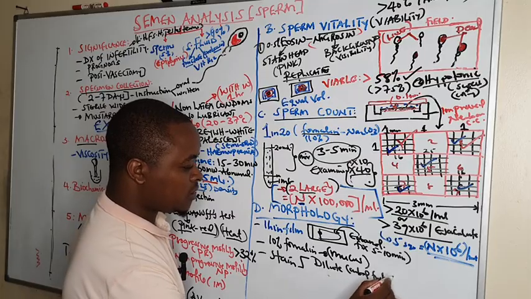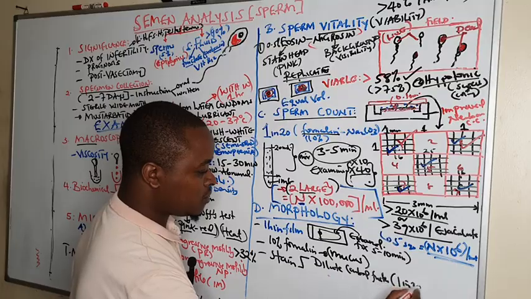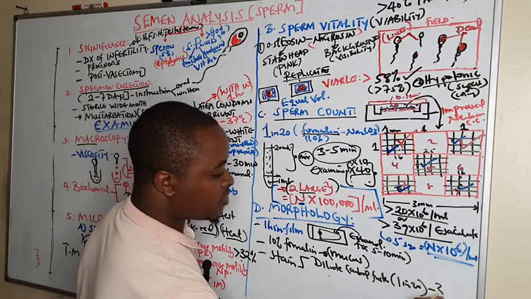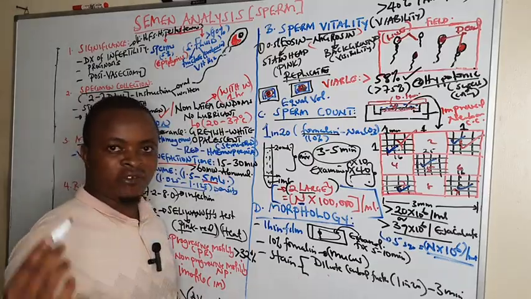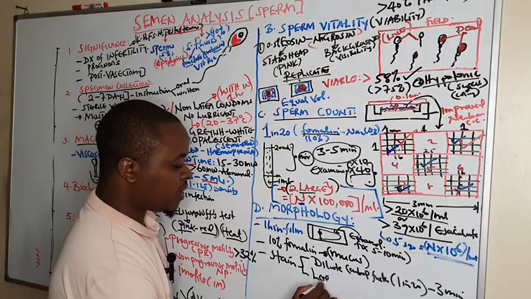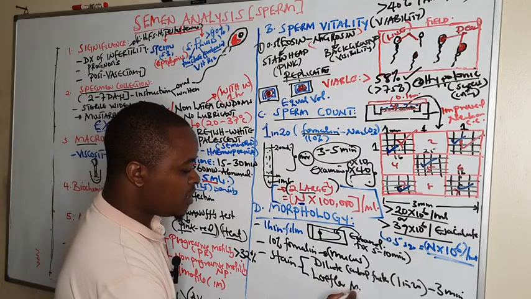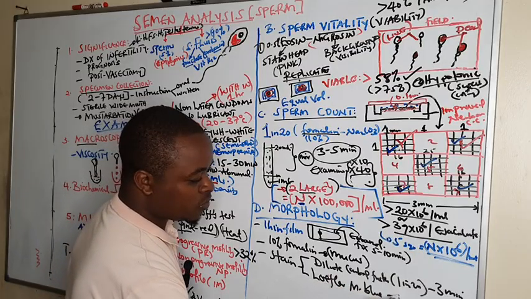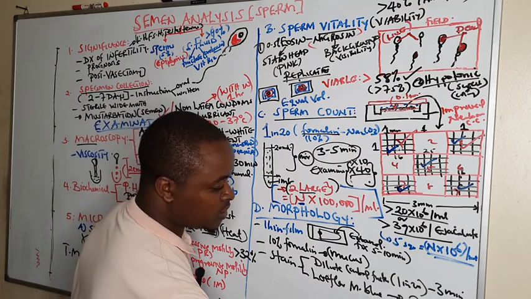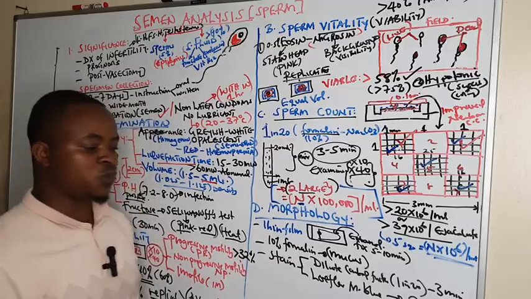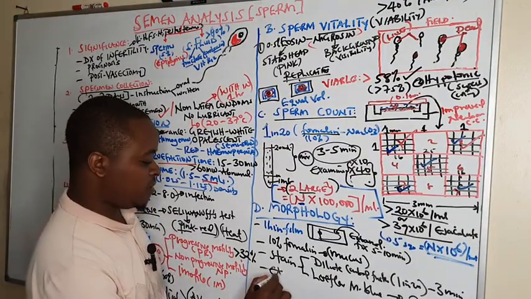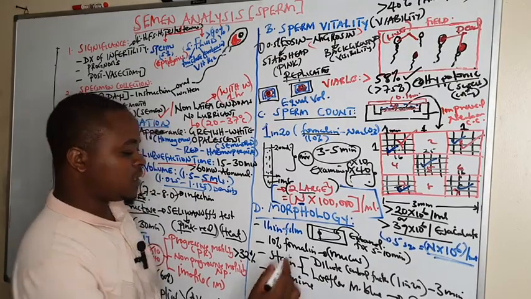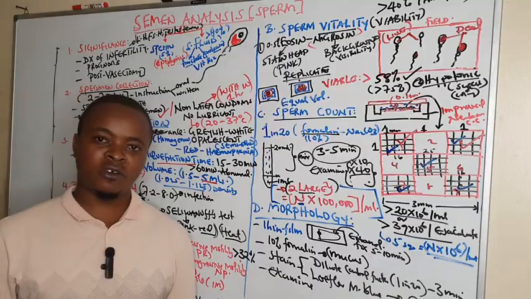We dilute it 1:20 and we stain it for 3 minutes. Then after we wash and add a counter stain such as Loeffler's methylene blue, we also stain it for 2 minutes. Then after 2 minutes, we wash off the stain, air dry, and then examine. So this is the method we can use to determine the morphology.